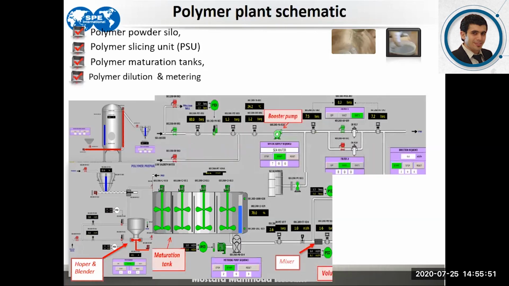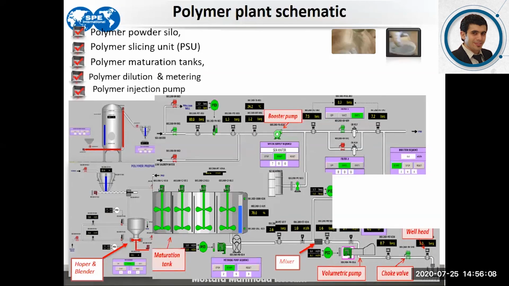The polymer dilution and metering system comes after the mixing in order to dilute the mother solution, or the thick solution, into the final effluent solution that will be injected directly to the wells. And finally, the polymer injection pump is responsible for delivering the final diluted solution into the wellhead.